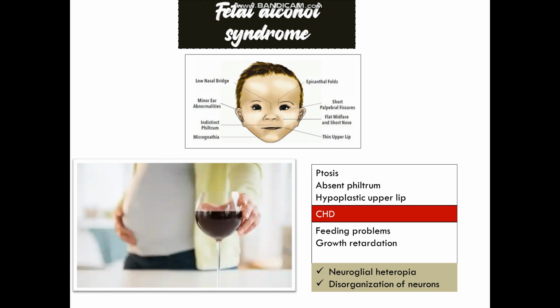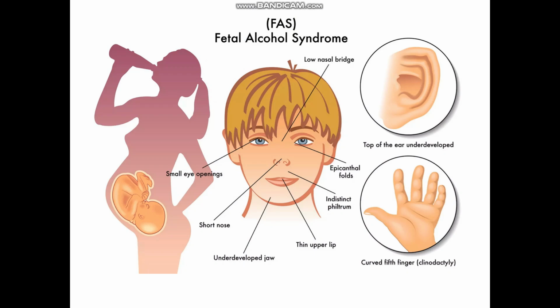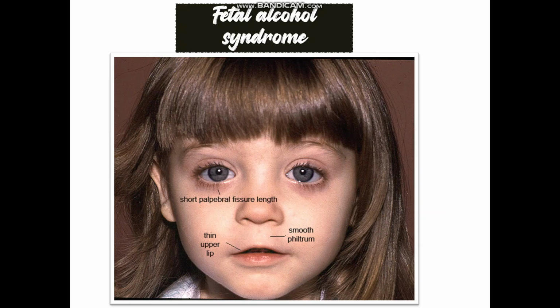As for fetal alcohol syndrome, where the baby's mother used to drink much alcohol during pregnancy, the baby might have ptosis, absent philtrum, and hypoplastic upper lip, as well as congenital heart disease, feeding problems, and growth retardation. Here's another picture of fetal alcohol syndrome.